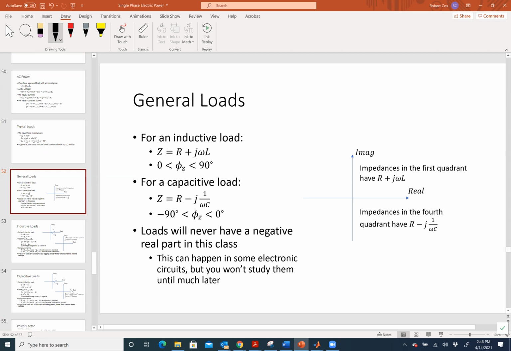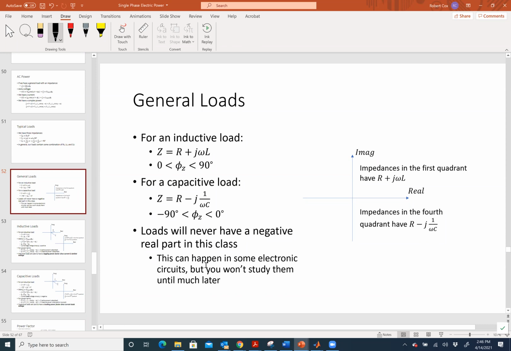So essentially what we see in general is, if I have an inductive type of load, the angle of impedance is always between 0 and 90. Capacitive type load, it's always between negative 90 and 0. All right, and we always have one of these sorts of things. Now, I mentioned this, in this class, we're not going to have negative real parts. This can happen in electronics.